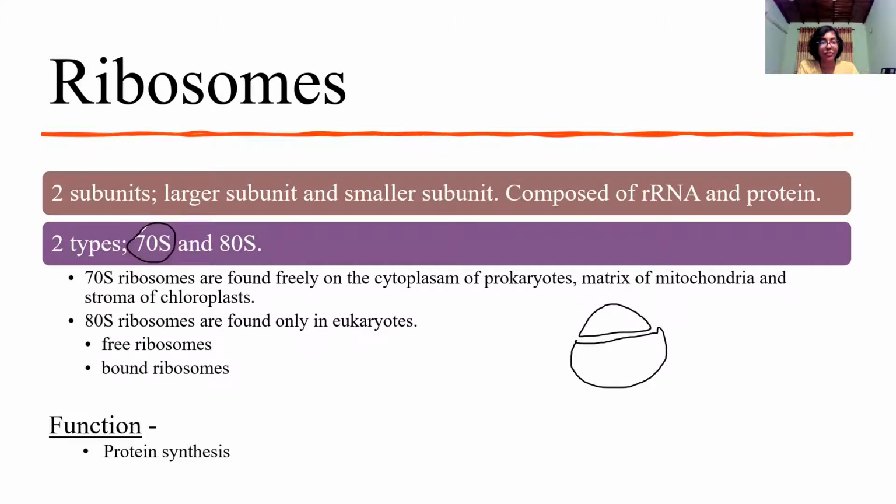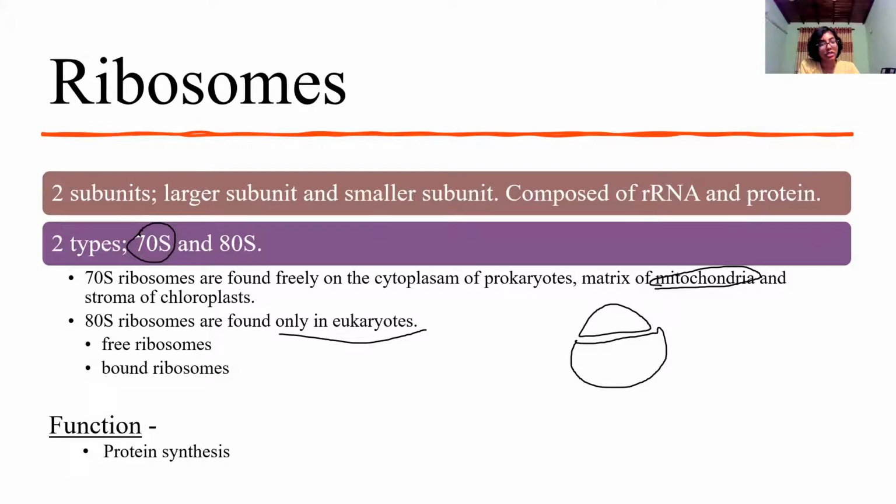70S is actually found in mitochondria. The matrix of the mitochondria has this 70S ribosome. And also in prokaryotes, and the stroma of the chloroplasts also has this 70S ribosome. If you have any confusion in remembering 70S or 80S, mitochondria is actually a part of our cell. We have a big cell and inside it, a part of it is mitochondria. So it has this small ribosome, which is 70S. And when we take the whole cell, it's large, so it has 80S ribosomes. 80S ribosomes are found only in eukaryotes. You should remember it because prokaryotes have 70S ribosomes.